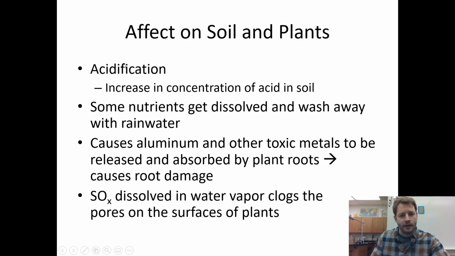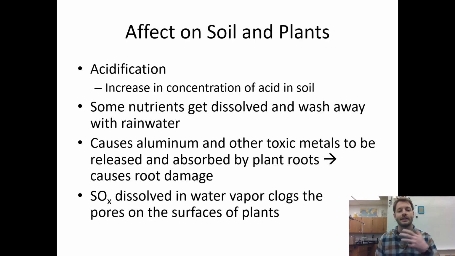Acid precipitation affects soil and plants. So acidification is the term that we use to describe an increase in the level of acid in soil and water. Some nutrients get dissolved and wash away with rainwater because of the level of acidity. There are many minerals that are in the soil, or nutrients in the soil, that are more soluble in acidic conditions than a more neutral condition.